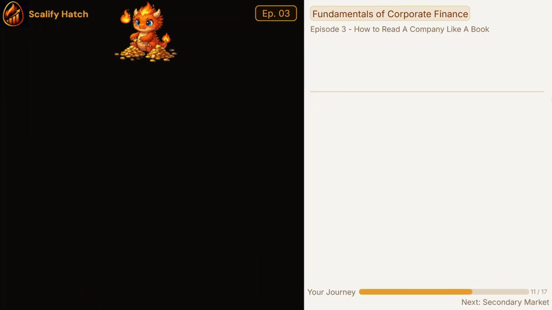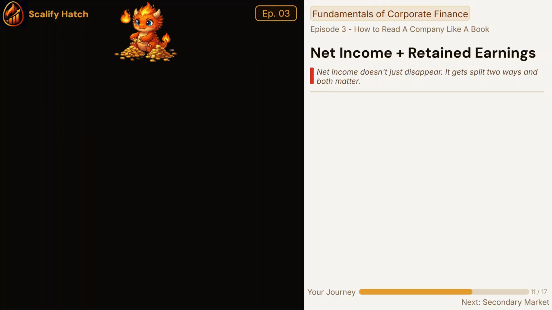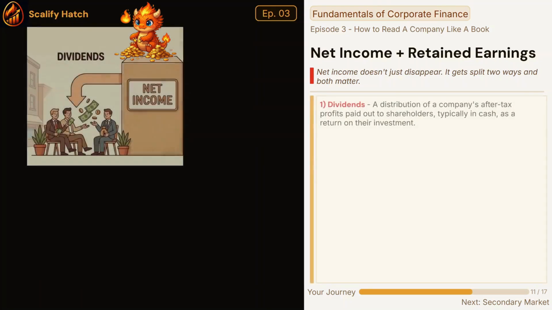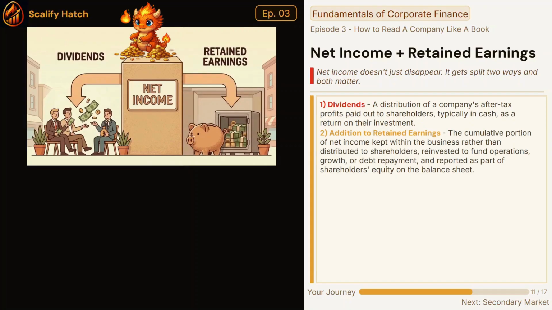After building the income statement, we now have our net income. But it doesn't just disappear. It gets split two ways. Part of it goes to dividends, cash paid out to shareholders. If our restaurant has investors who backed us up early on, dividends are how we reward them for that investment. The other part goes to retained earnings, the portion kept inside the business, reinvested to help it grow.